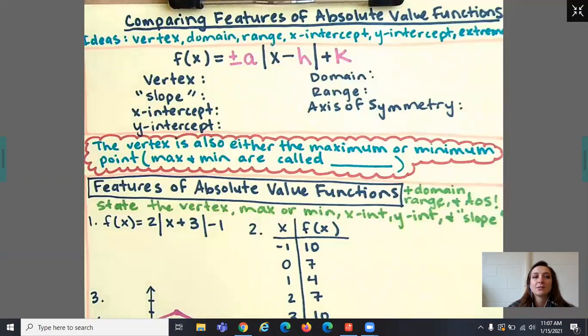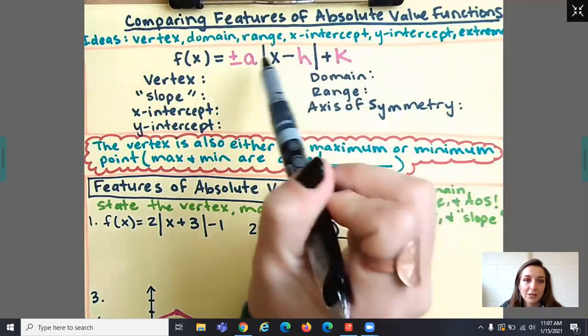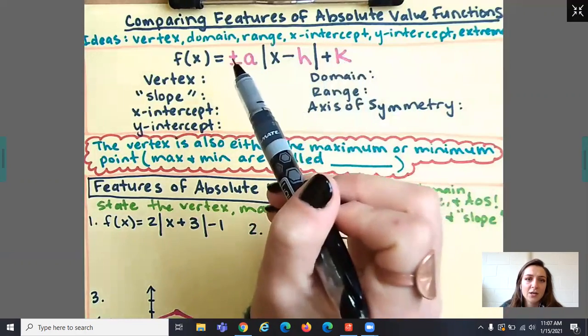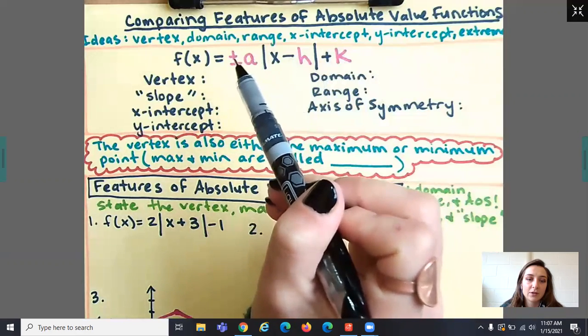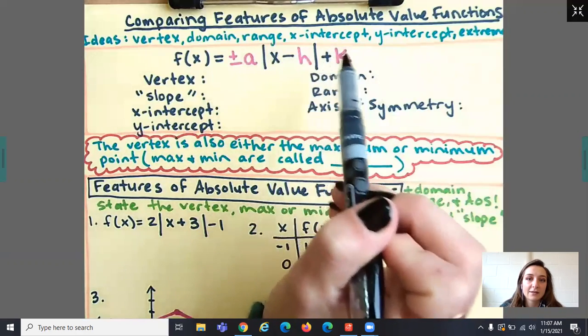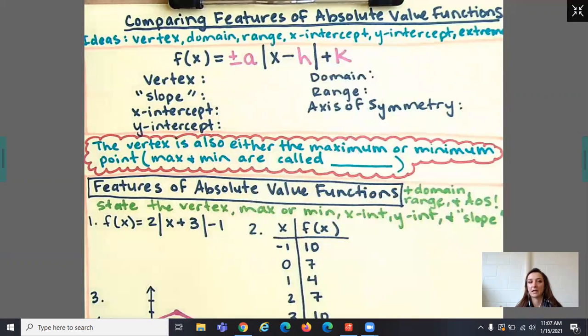So the first thing that we're going to start with is the form, and in this form, you can get pretty much everything you need to know about an absolute value function. So in each absolute value function, there's going to be a number in the front, a number in the middle with x, and then a number on the end, which is k.